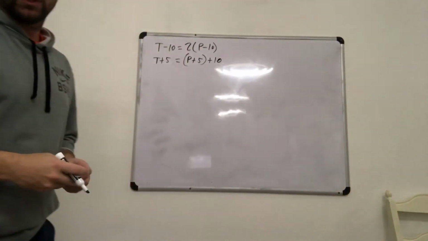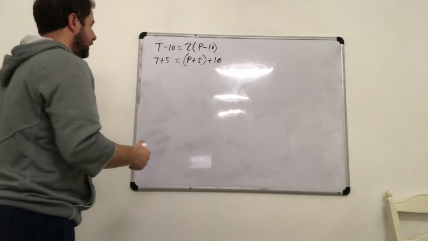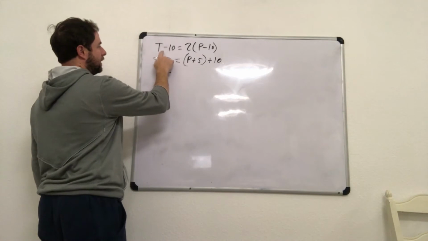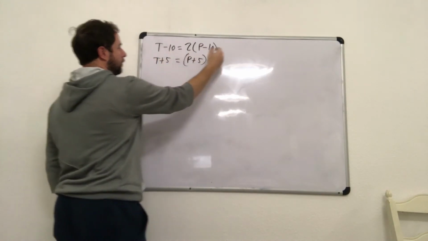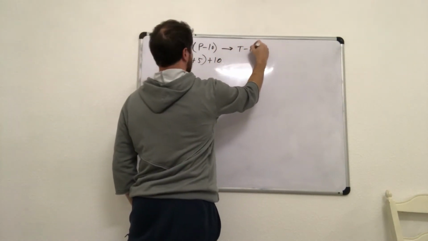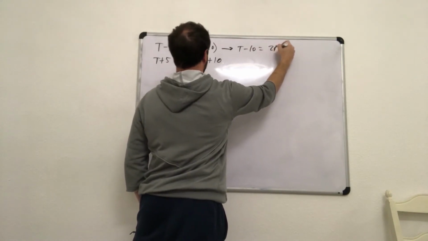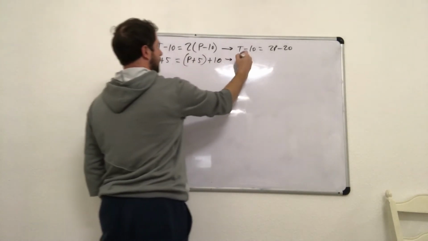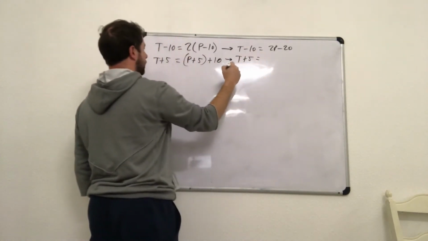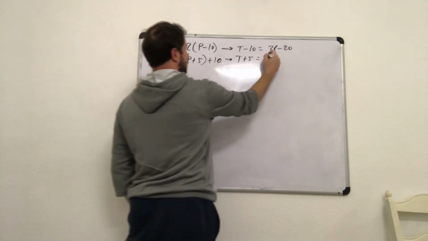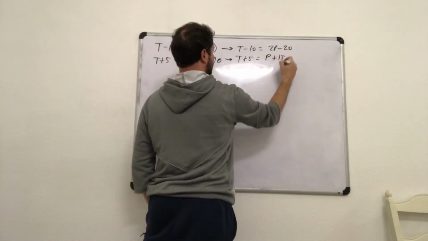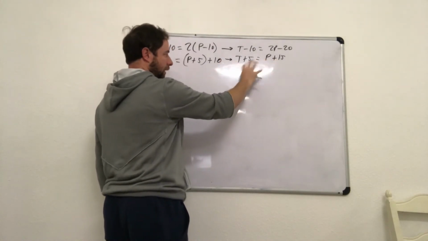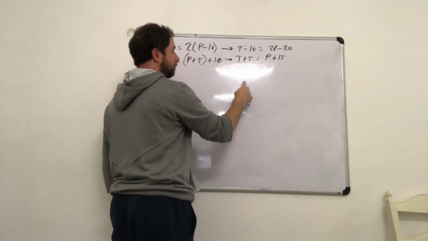When you solve for this, you're going to get the age of everybody. So we get t minus 10 equals 2p minus 20. And then we're going to get t plus 5 equals p plus 15. And so we have two equations here. Let's organize these a little bit better.